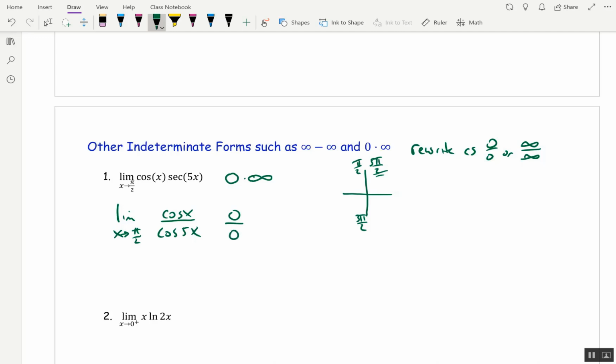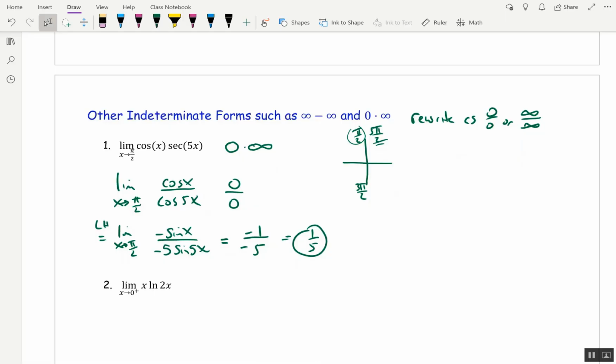So now I can use L'Hopital's rule. So by L'Hop, limit as x goes to pi over 2. The derivative of cosine is negative sine x. And in the denominator, I have to use the chain rule. I get negative sine 5x, but then I have to multiply by a 5. Now let's see what happens when I try and take the limit. As x goes to pi over 2, sine of pi over 2 is 1, so I get negative 1 upstairs. And sine of 5 pi over 2 is also 1, because 5 pi over 2 lives up here with pi over 2. So I get negative 5 in the denominator: 1/5.